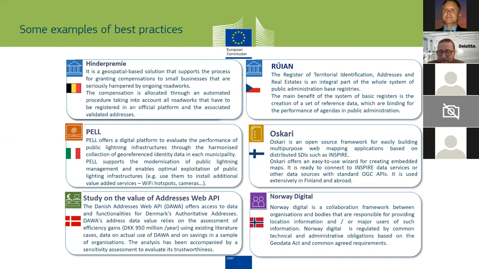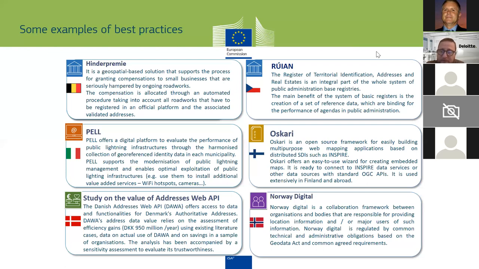In the policy and strategy alignment focus areas, for example, there's Interpremi, a Belgian platform built up to support the compensation policies for those businesses that suffer from less traffic due to roadworks. And the solution also uses continuously updated information from different sources and triggers an automated procedure for allocating compensation. And in the same focus area, RUIAN, the Czech Register of Territorial Identification, Addresses and Real Estate, which is really the key tool underpinning and implementing the open data and reference data policies of the country through all domains.